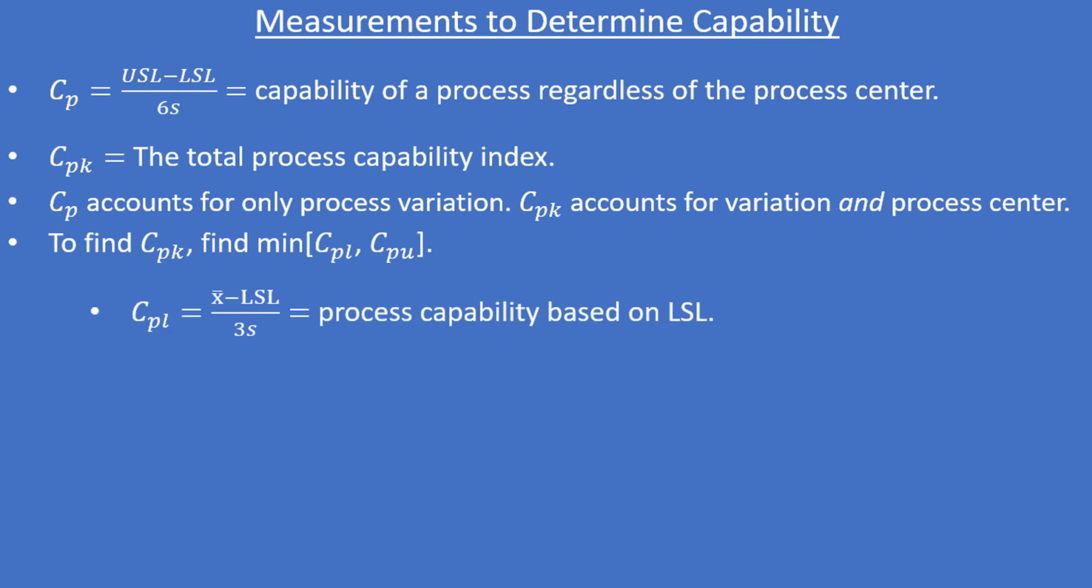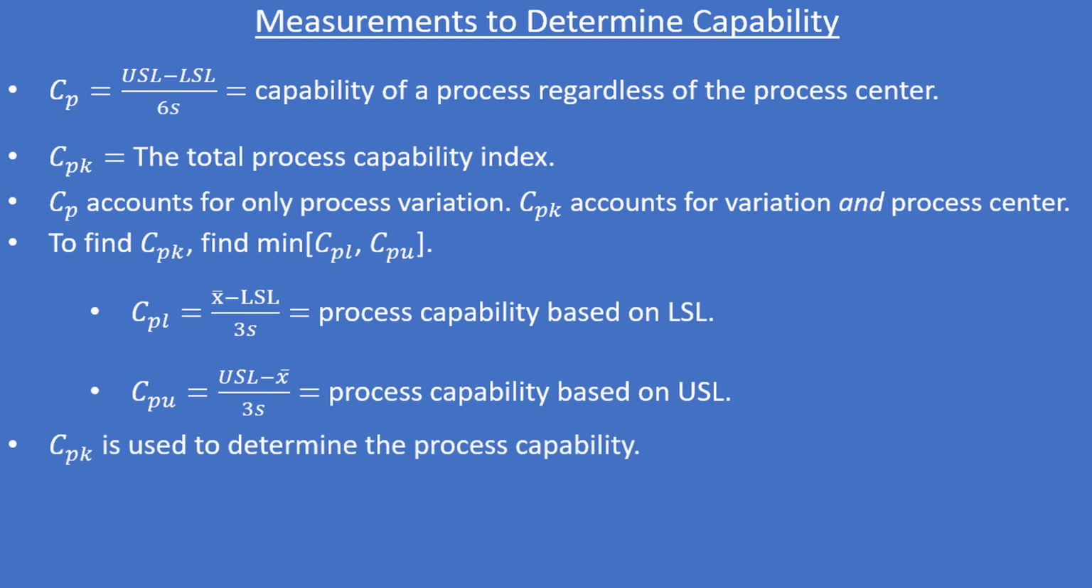CPL is equal to X bar minus LSL divided by 3 times the sample standard deviation, and is the process capability based on the lower specification limit. And CPU is equal to USL minus X bar divided by 3 times the sample standard deviation, and is the process capability based on the upper specification limit. We use CPK to determine if the process is capable or in control.